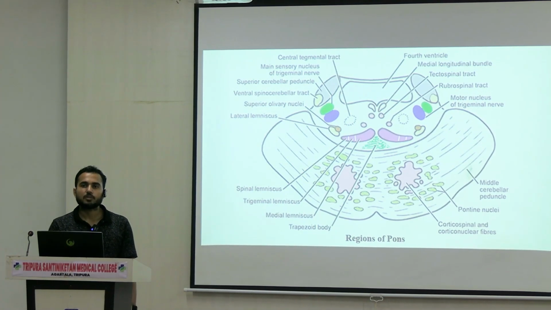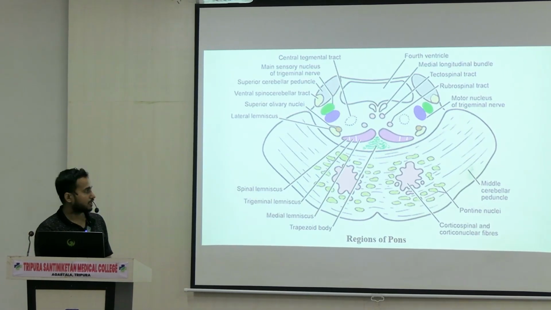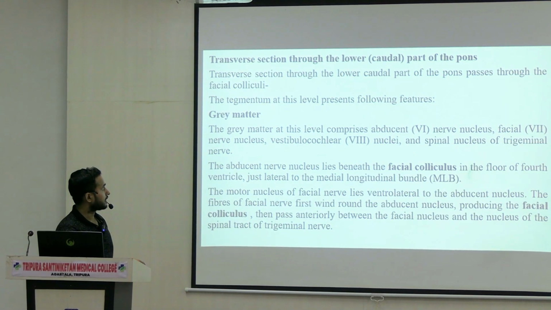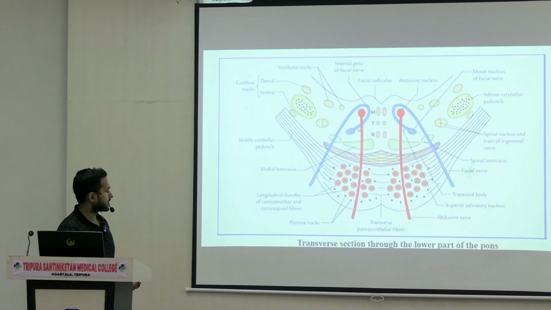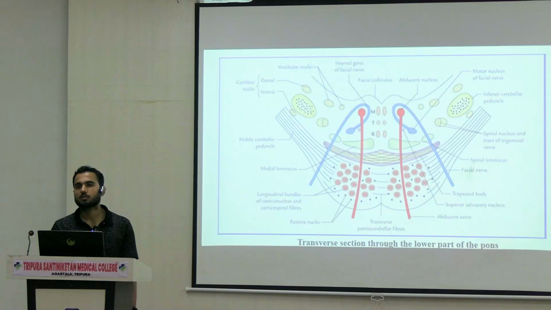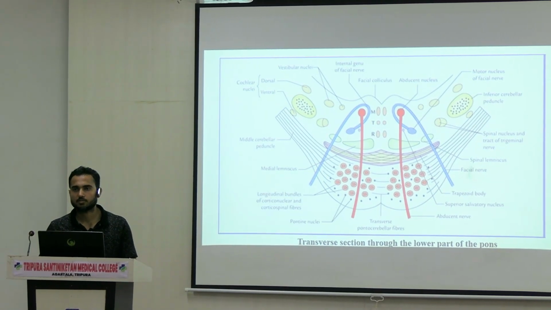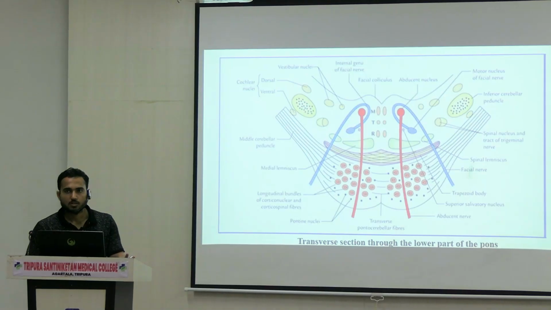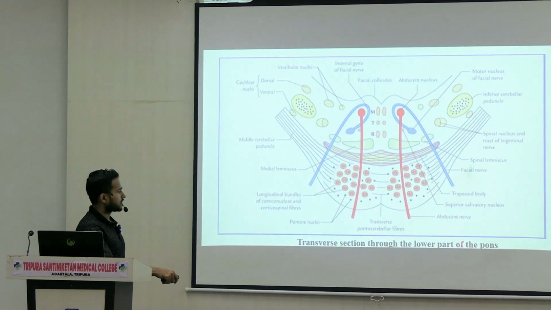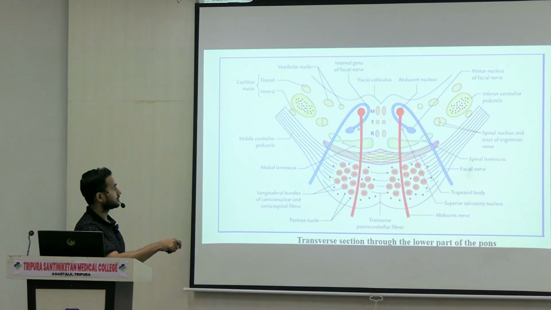Next, what we have to do? We have to study the sections of the pons. There are two different levels: lower part and upper part. So this is the transverse section of the pons through the lower part, also called the section through the facial colliculi. This section of the pons passes through the facial colliculi. You can see this is the facial colliculus.